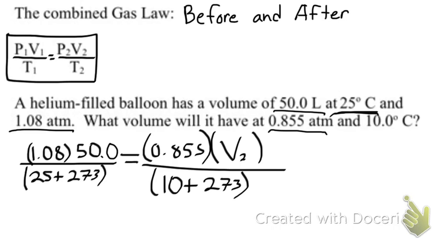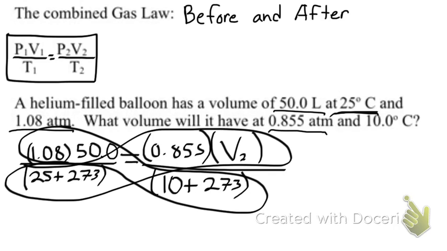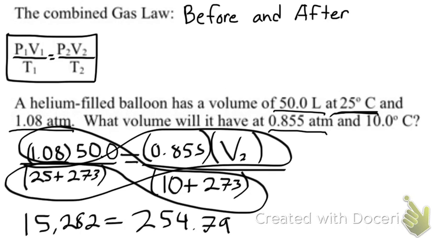From here, we solve it algebraically by cross-multiplying. So we'll multiply 1.8 times 50 times 10 plus 273, which looks like it's going to be 283. And we'll cross-multiply the others, our 0.855 atmospheres with what will turn into our 298 Kelvin. And we'll get 15,282 on one side and 254.79 V2 on the other side.